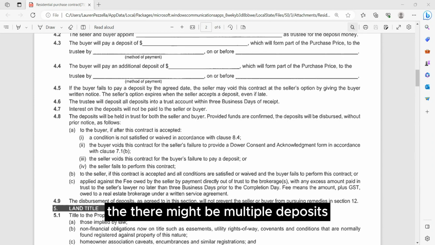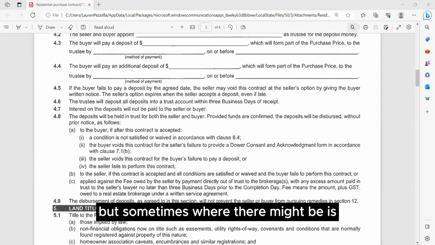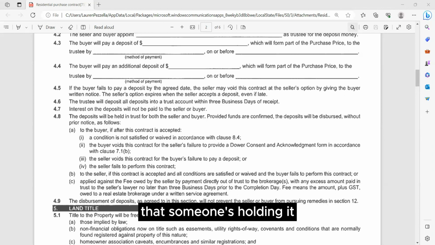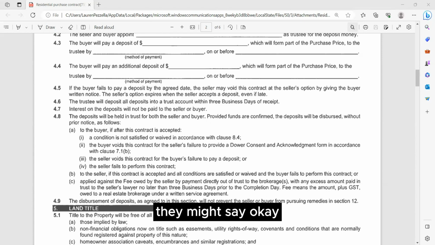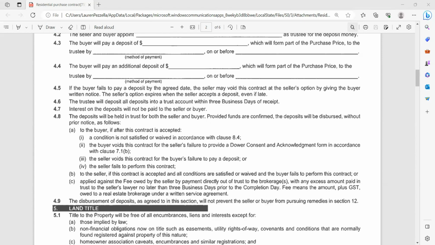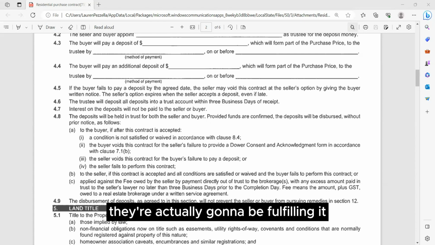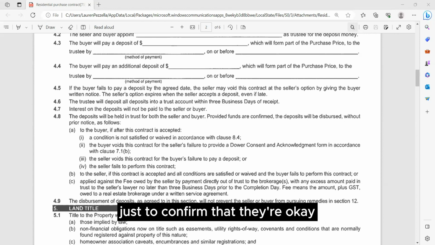There might be multiple deposits. Frequently within residential purchase contracts, there's not. But sometimes where there might be is if there's a substantial length of time that someone's holding it. So it might be $5,000 one month, and then because closing isn't until 6 months down the road, they might say, okay, but you have to put a much larger deposit 3 months from now, just to ensure that they're actually going to be fulfilling it. So when I have a larger closing time distance, sometimes you'll see two deposits with a much larger second deposit just to confirm that they're okay.